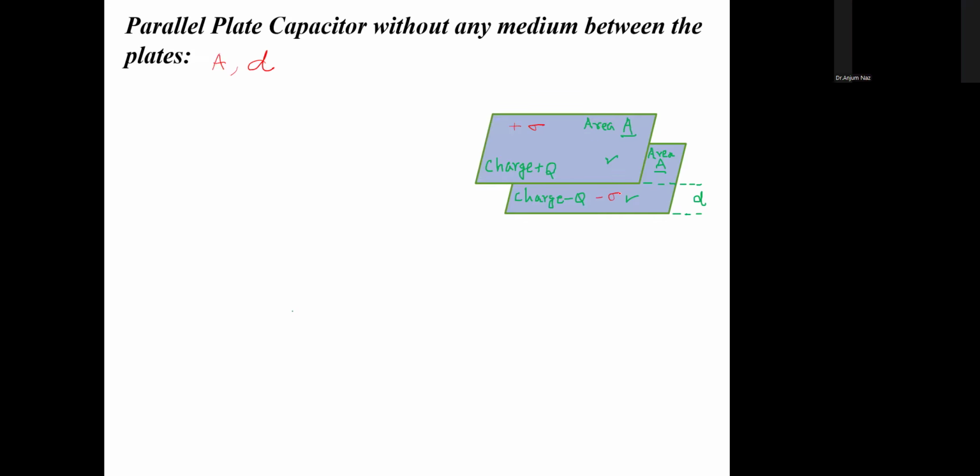Sigma is what? Sigma is the surface charge density. So surface charge density sigma is the charge per unit area. The upper plate is given a charge plus q and the lower plate minus q, so a plus sigma uniform charge density is established on the upper plate and minus sigma on the lower plate.